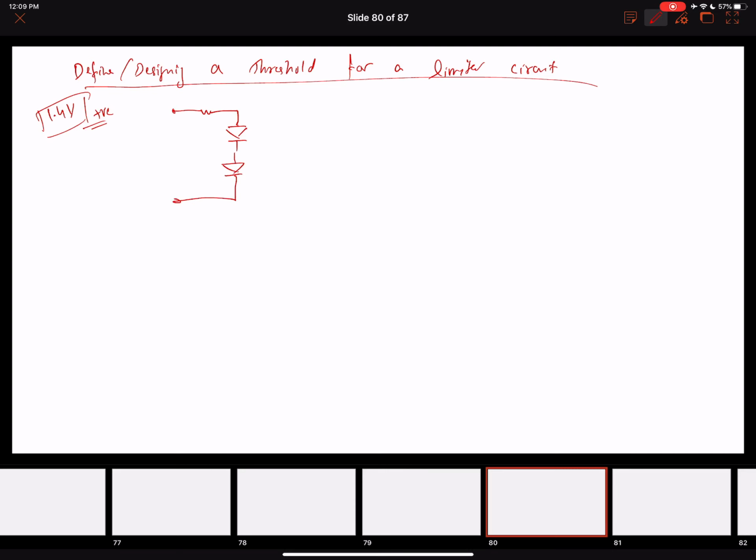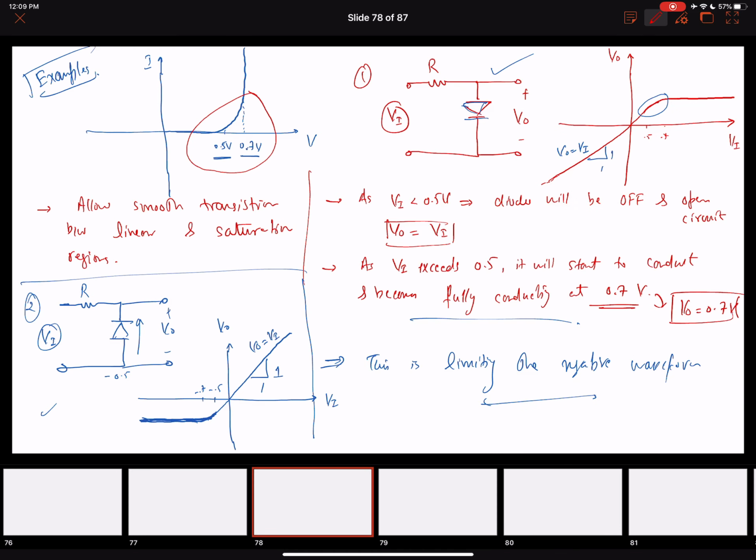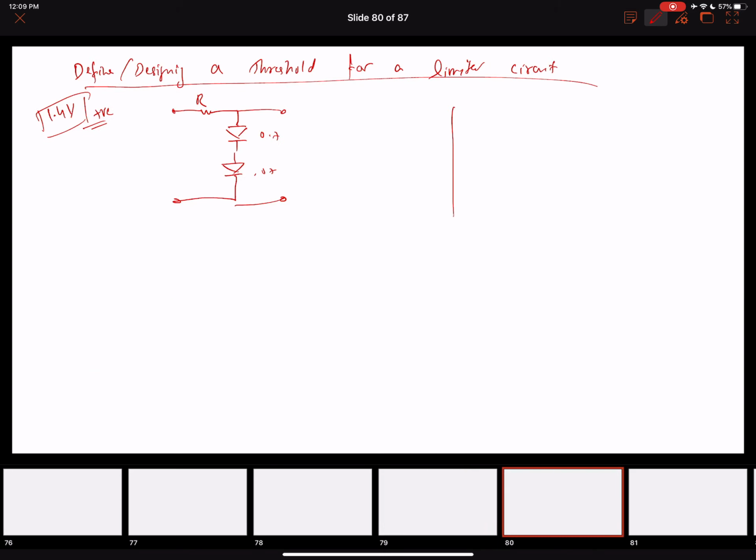and this, right? There's going to be a potential drop of 0.7 here, and a potential drop of 0.7 here. Looking at the connection of the diodes, you can see that this is going to limit the positive waveform. My output characteristics over here can be simple. This is going to be constant with a smooth transition at 1.4 volts. This is output and this is input.